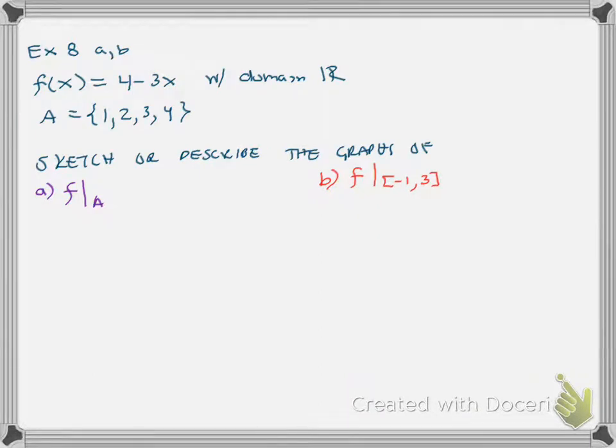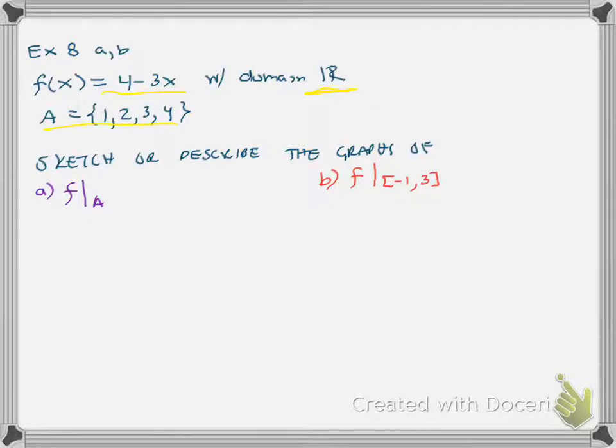So we're almost done, I think. Yeah, just one more slide. We have this function here, f of x is equal to 4 minus 3x, with the domain being the reals, and A is given as the set containing 1, 2, 3, 4. Sketch or describe the graphs of, the first one is F with the restriction on A.